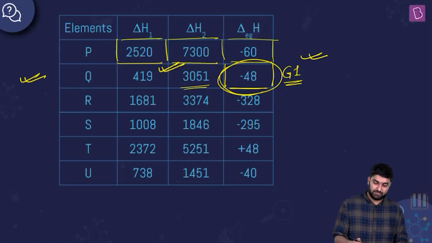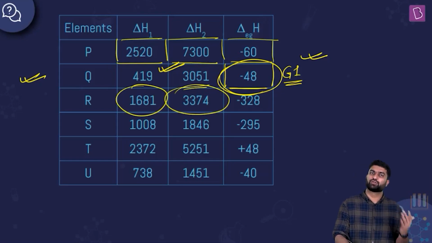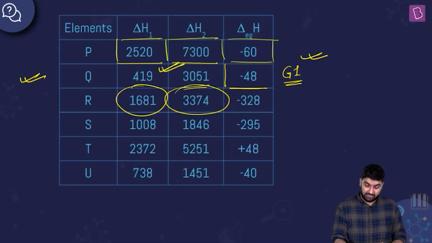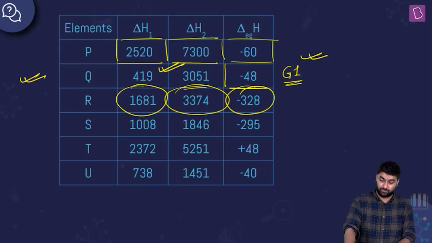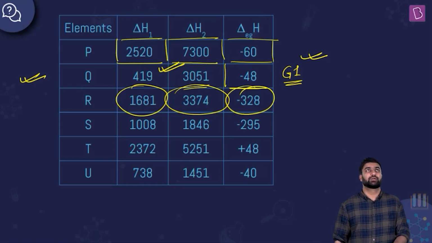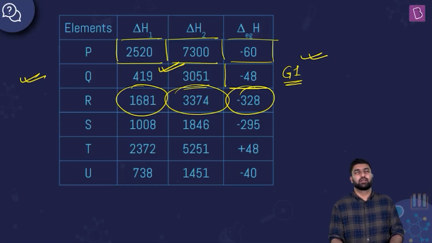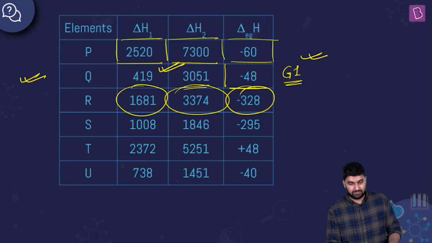Then in the third one, what is happening is we have a decent first ionization energy. Our second ionization energy is proportionate, right? There's no sudden jump like the second case. And then a lot of energy is released when it accepts an electron. So what would we say this could be? It accepts an electron and releases a significant amount of energy.